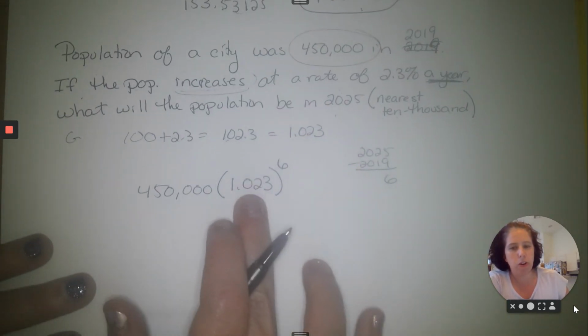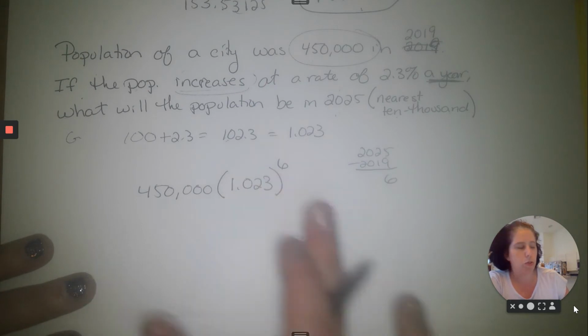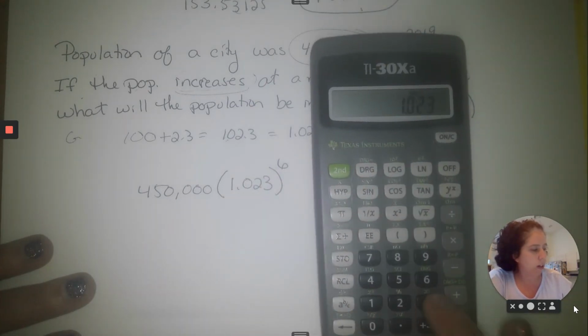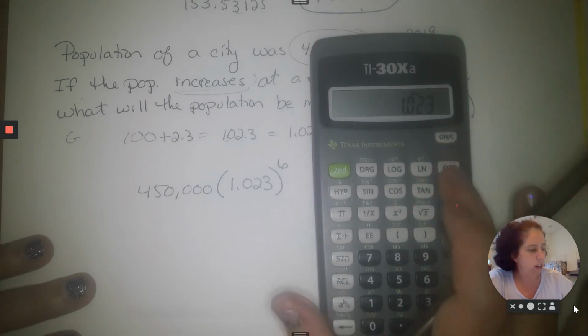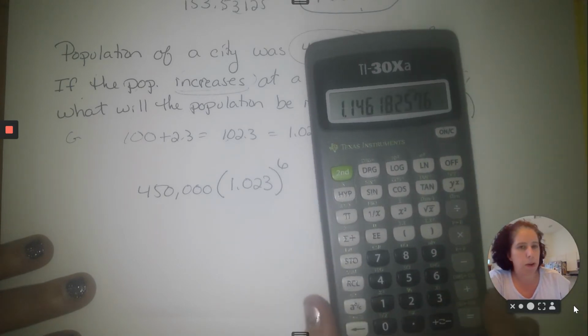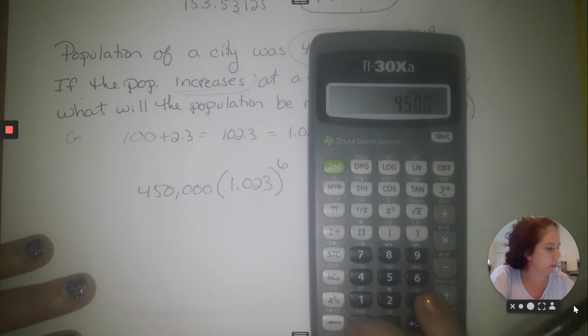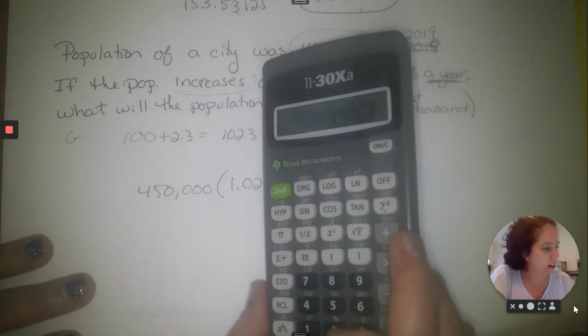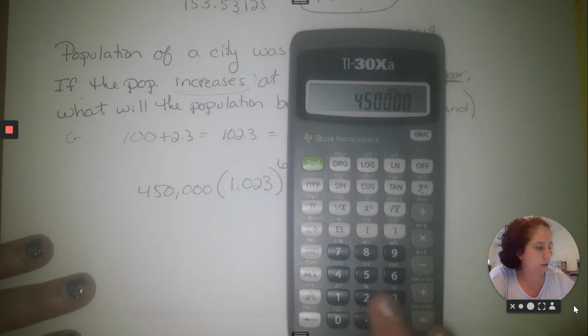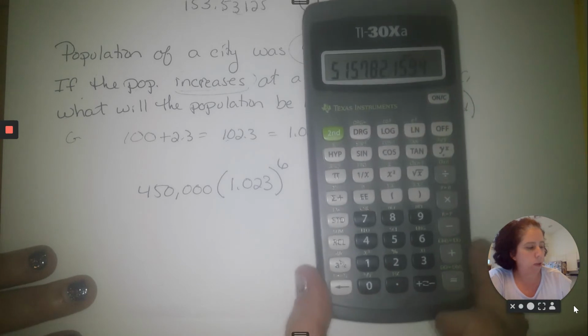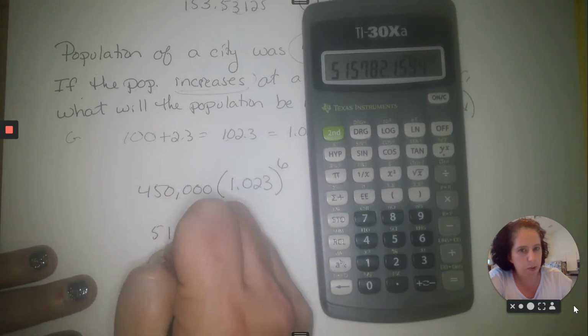Okay, so again, do your exponent first. So 1.023 to the 6th power. So 1.023. Again, make sure that you typed it in right. To the 6th power gives me that big long decimal number. All right, now times that by 450,000. Again, and double check it. So I need one more 0. Okay, so now it's 450,000. Hit enter. So again, I'm going to write that whole number down.